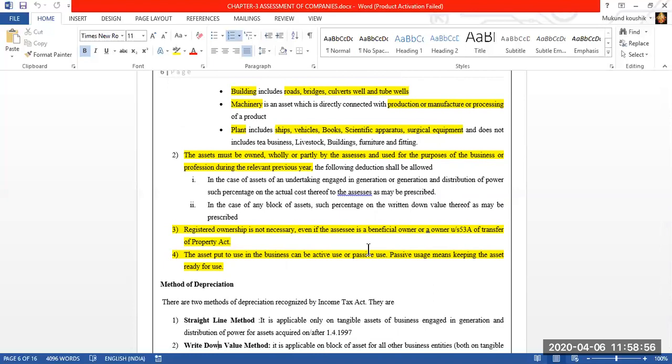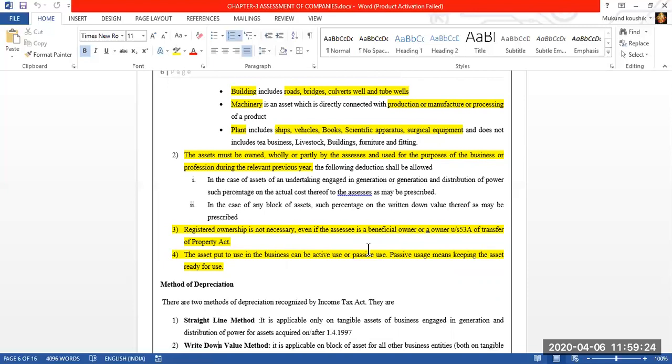The beneficial owner is a person who does not enjoy the title to an asset, but he enjoys the possession of the asset, and he also enjoys all the benefits of ownership even though the title of the asset is in someone else's name. Then he is considered a beneficial owner. So in order to claim depreciation, the registered ownership is not necessary. Even if the assessee is a beneficial owner, then also he is eligible to claim depreciation under section 53A of the Act.